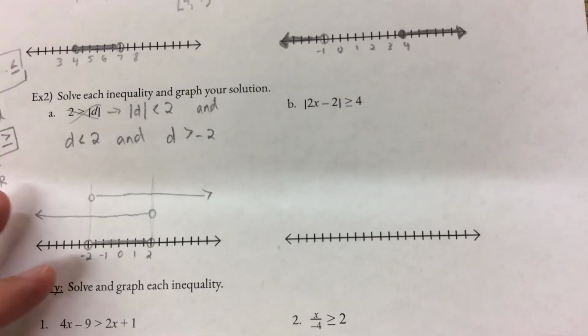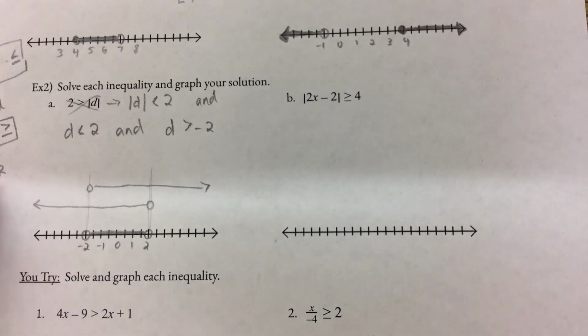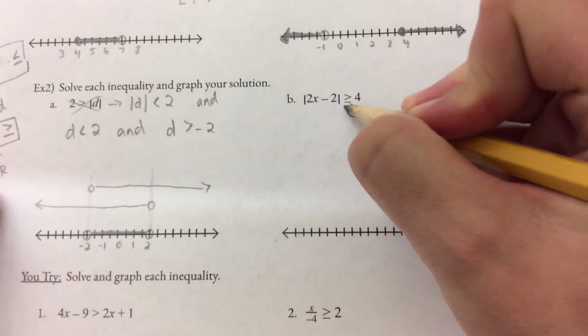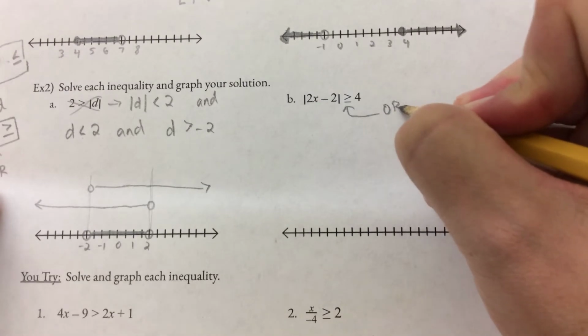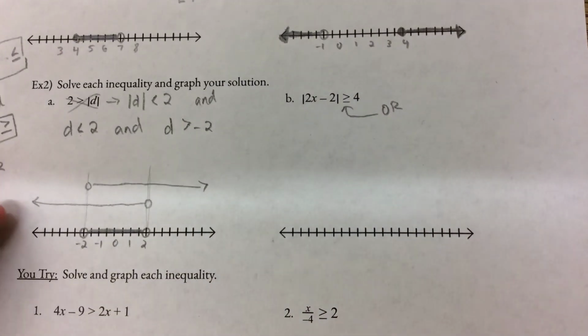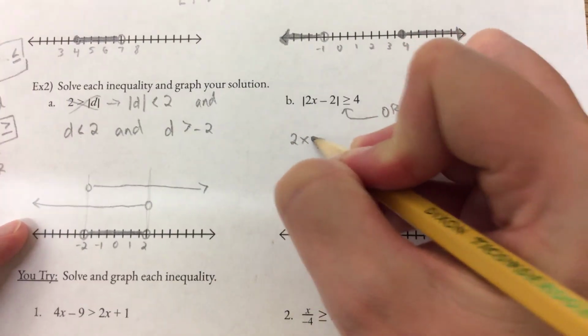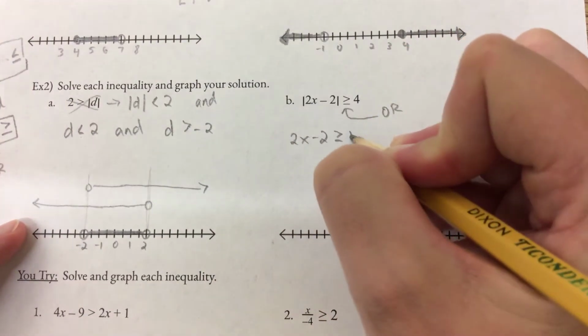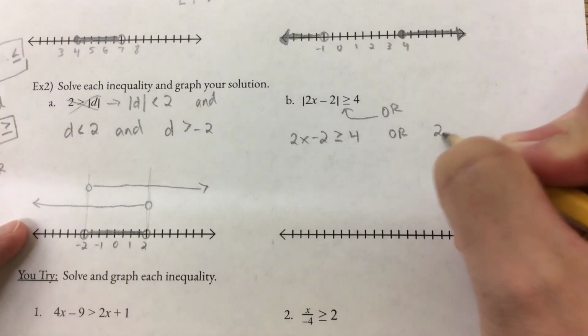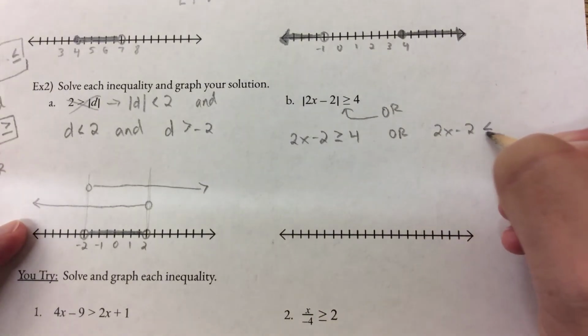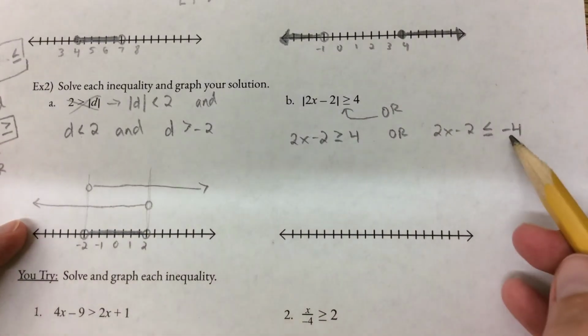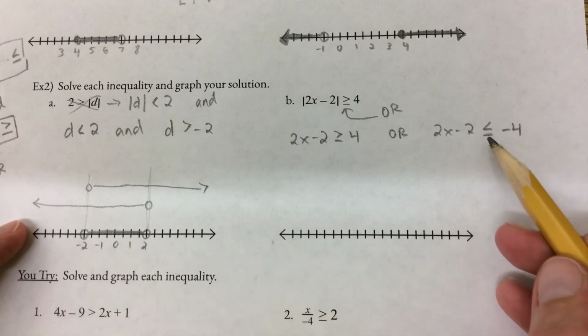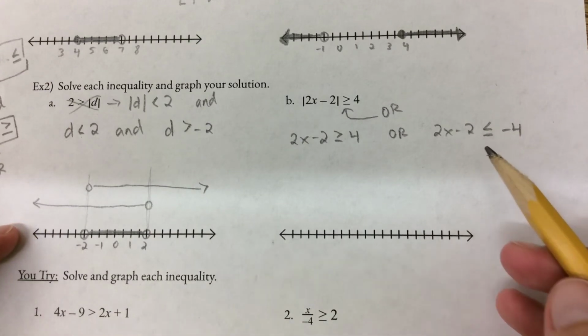Okay, so for part B, we're going to do the same type of thing. So this right away, I'm going to look at that and say it's greater than, so that's going to be or. Now I'm going to split it apart, so I have 2x minus 2 is greater than or equal to 4, or 2x minus 2 is less than or equal to -4. So you switch the sign and you switch the inequality.